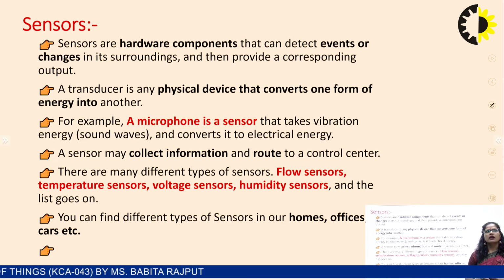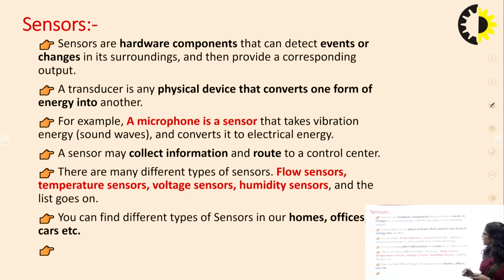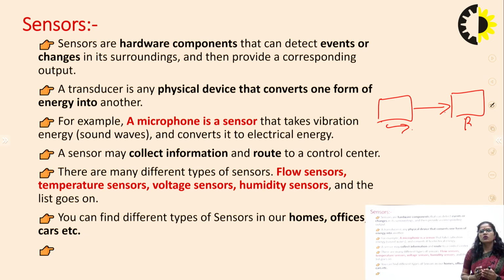Next, a transducer is any physical device, a sender, that converts one form of energy into another. In IoT, we have a transducer and a receiver, and the transducer sends some information in one form. Just suppose the transducer understands only the analog form, right?